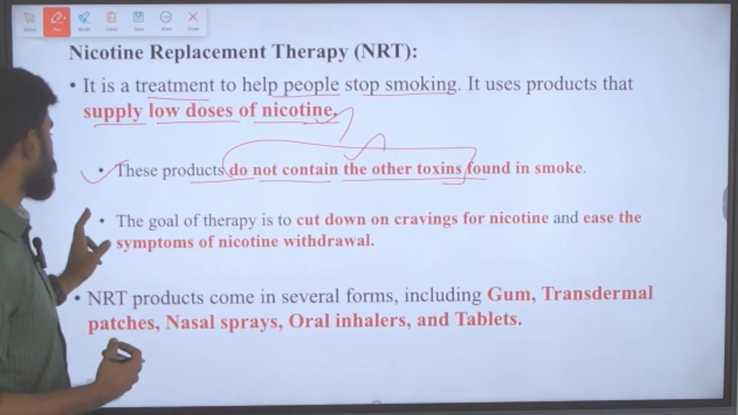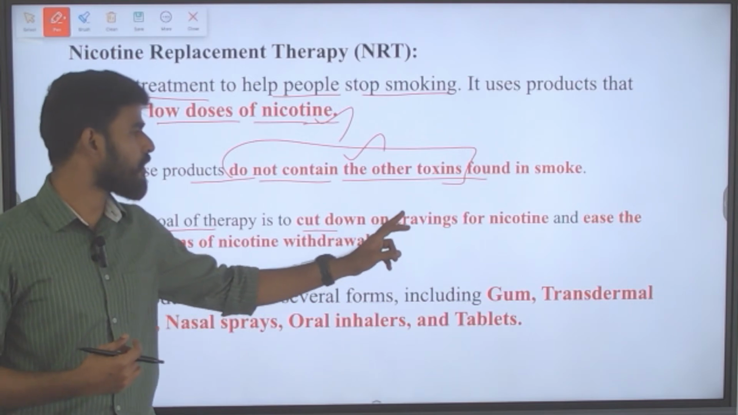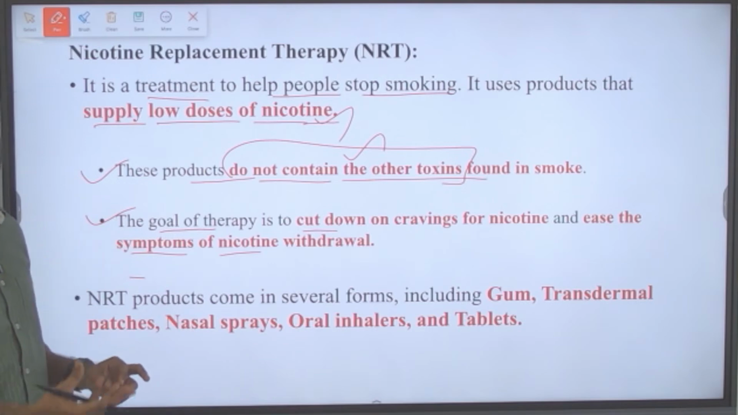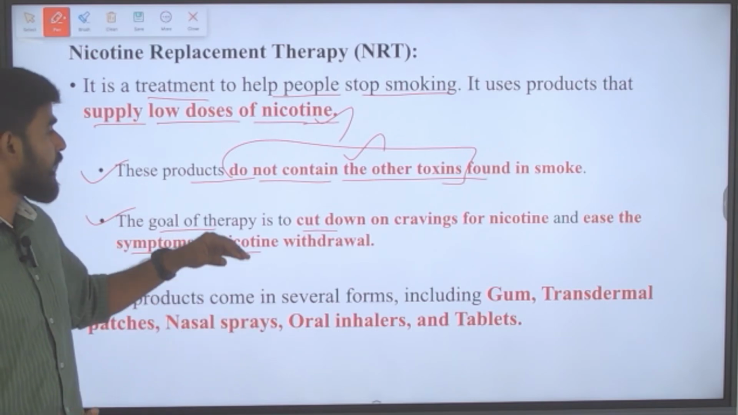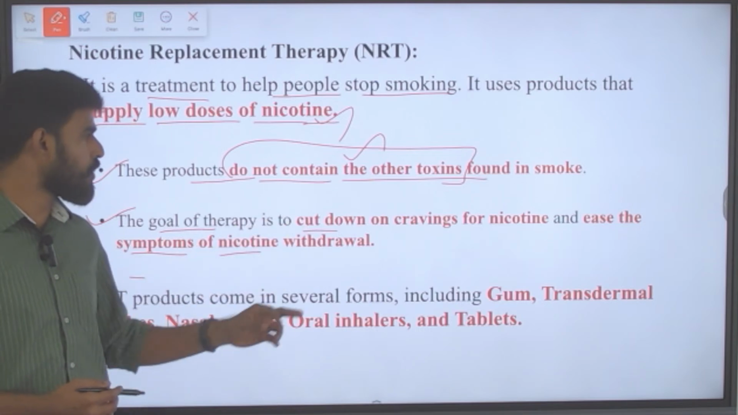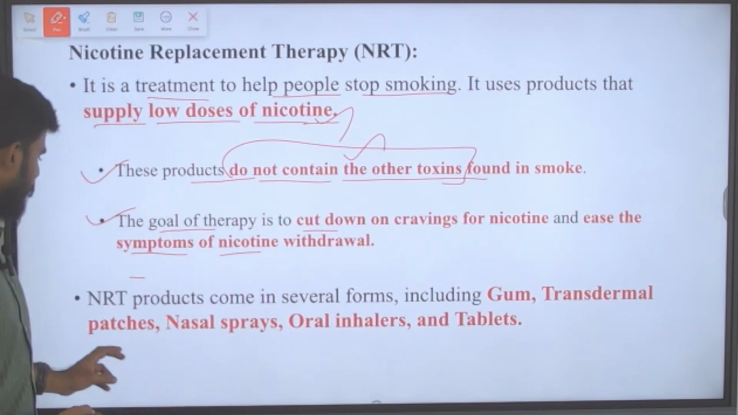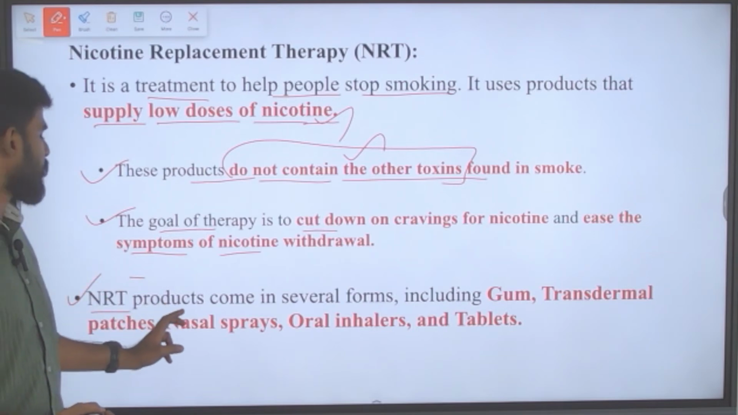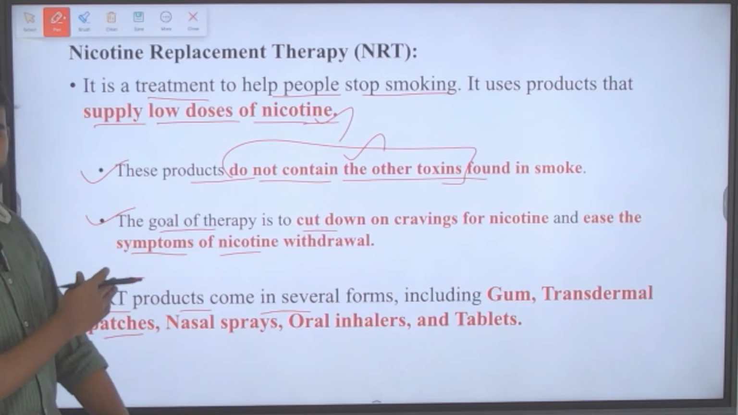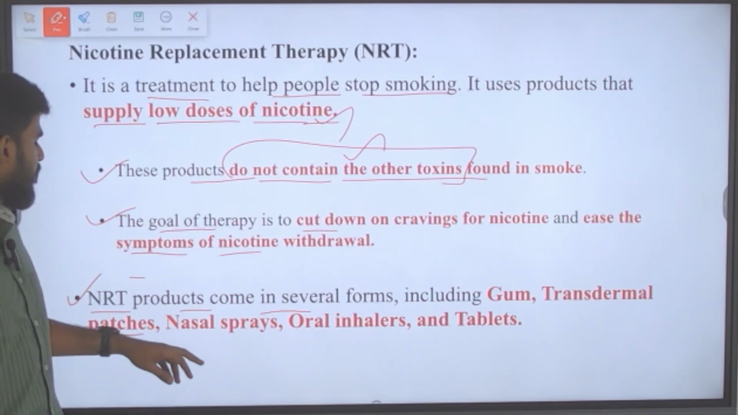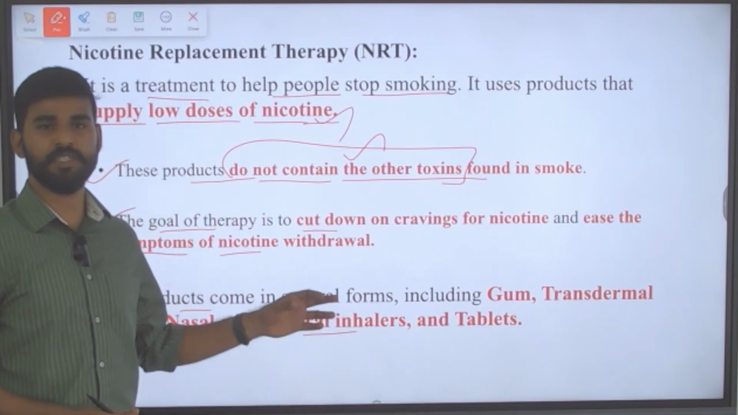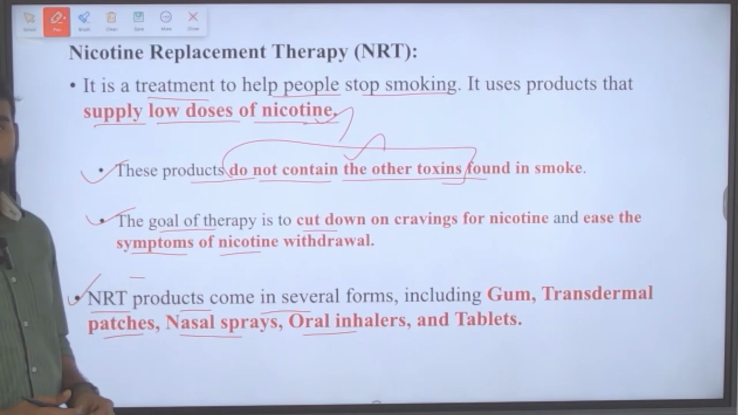That is important here. The goal of this therapy is to cut down on cravings for nicotine and ease the symptoms of nicotine withdrawal. There are certain symptoms of nicotine withdrawal which we will understand, and to ease them we are doing this therapy, and also to cut down on the cravings for nicotine. Nicotine replacement therapy products come in several forms like gum, transdermal patches which can be stuck to any part of the body, nasal spray, oral inhalers and tablets. These are the things under nicotine replacement therapy.